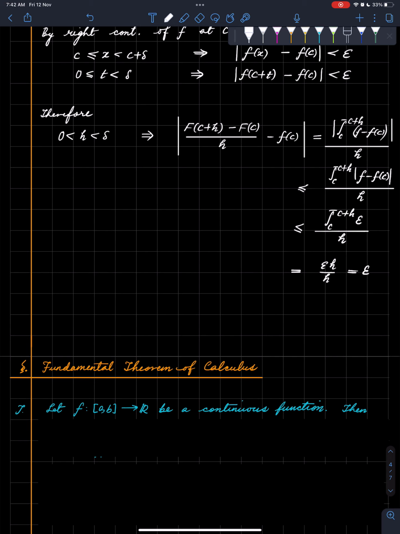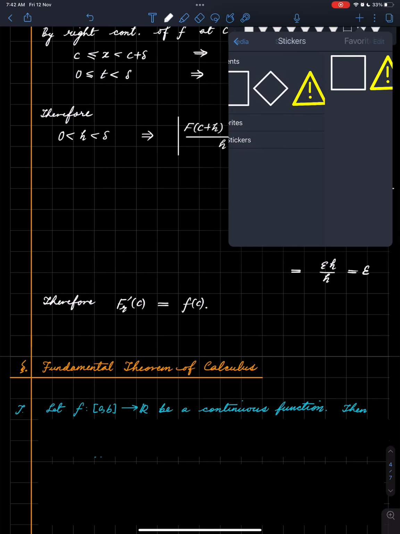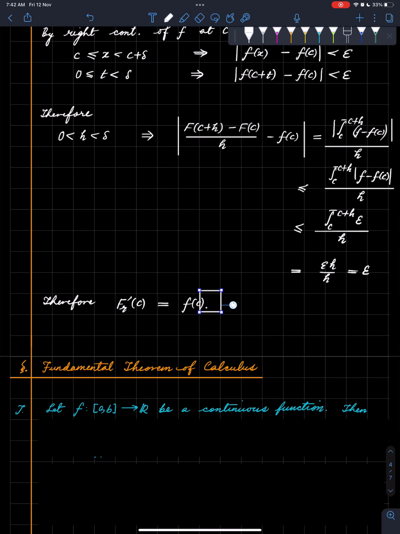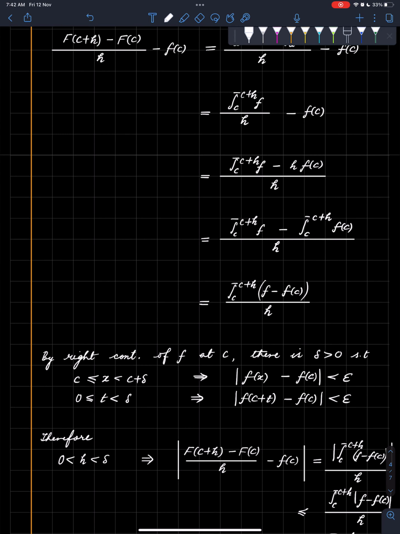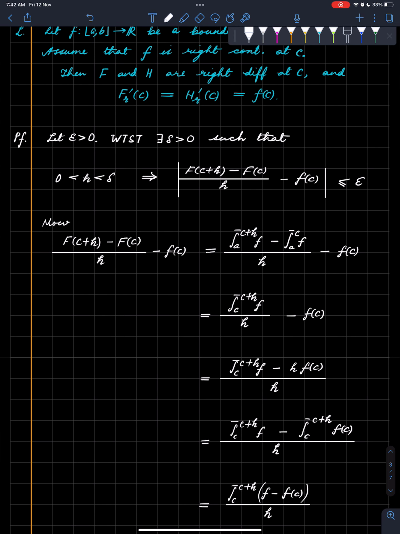So we have shown that whenever h is in this region, this quantity is less than epsilon, which shows right differentiability, and that the right derivative is f of c. So that's it. Right, so let us go over the details. This is what we wanted to show.